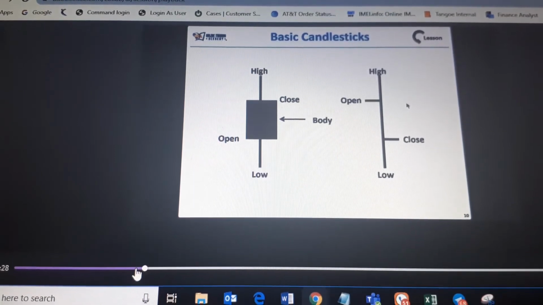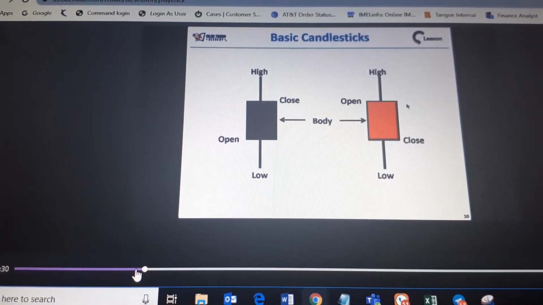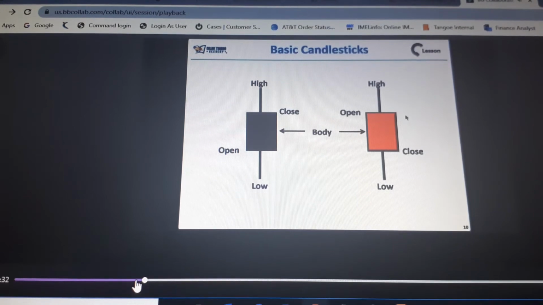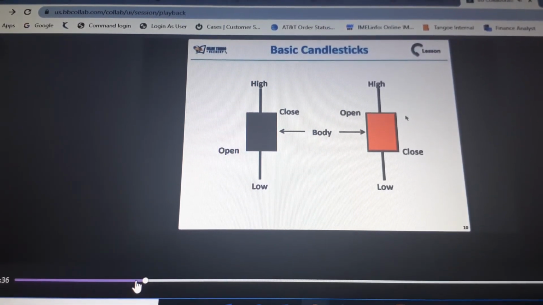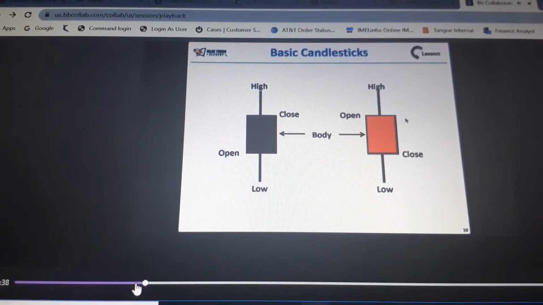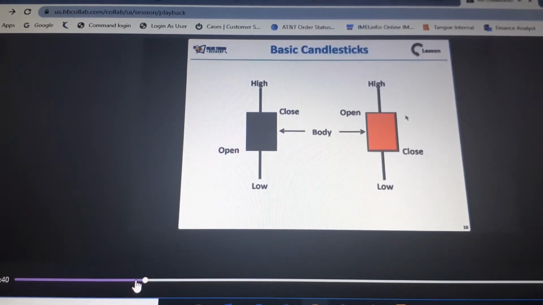So the candle color will here be red. Whenever the open is below the close, that will be a green candle, and whenever the open is above the close, it will be a red candle. So just apply your logic.